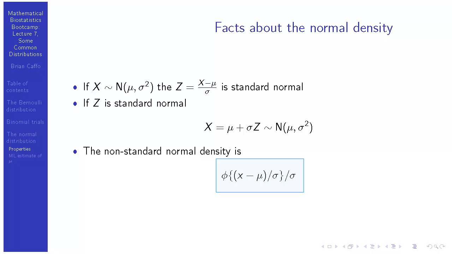At any rate, we're only interested in this case in the normal distribution, and this formula right here is exactly how you can go from the standard normal density and use it to create a non-standard normal density by plugging into its formula.